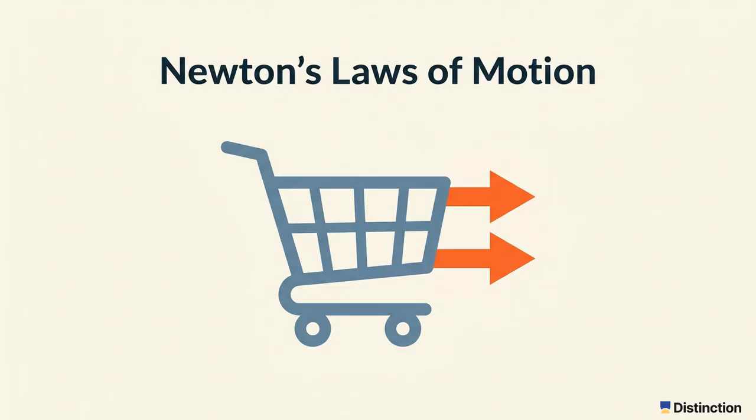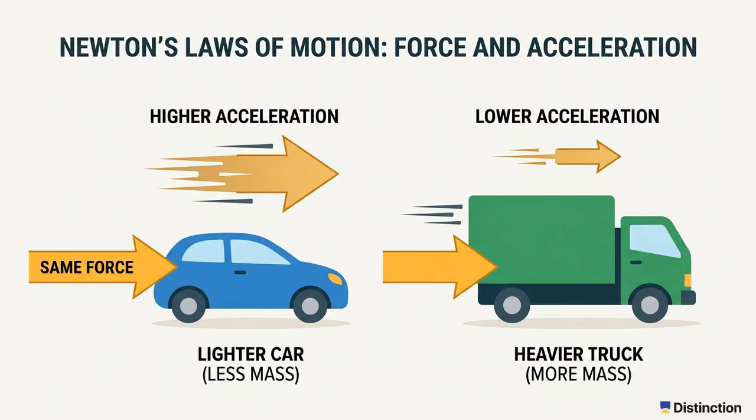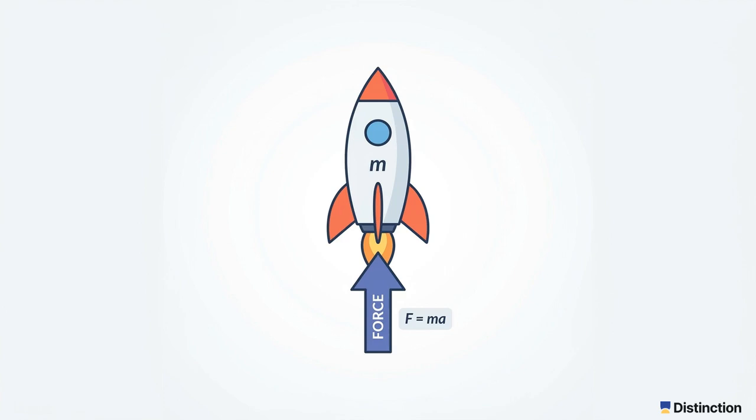For example, if you push a shopping trolley with double the force, it will accelerate twice as much. Another example. A truck and a car hit by the same force. The lighter car will accelerate more than the heavier truck. A rocket launching is a great example of F equals ma. The thrust, force, accelerates the rocket, mass.